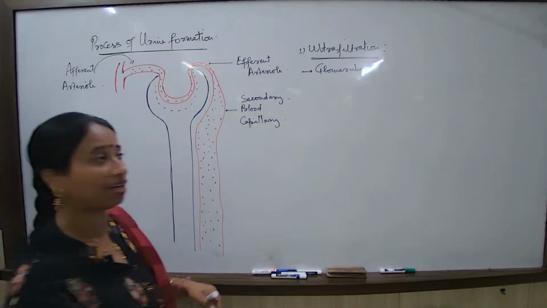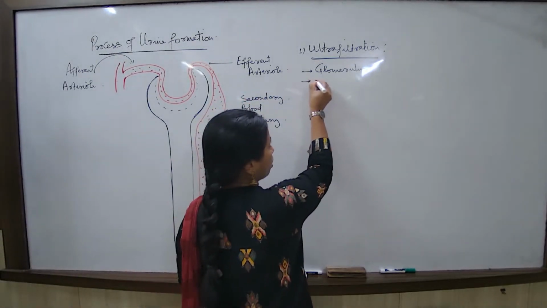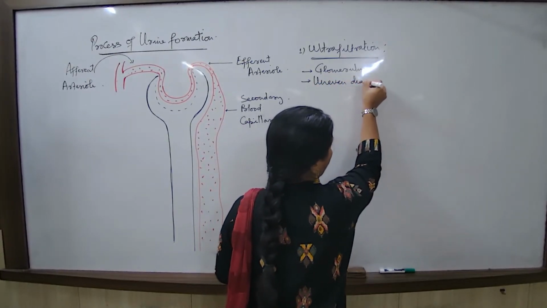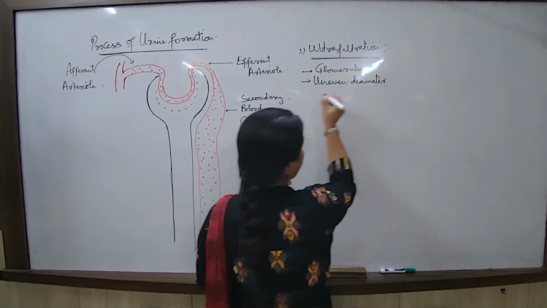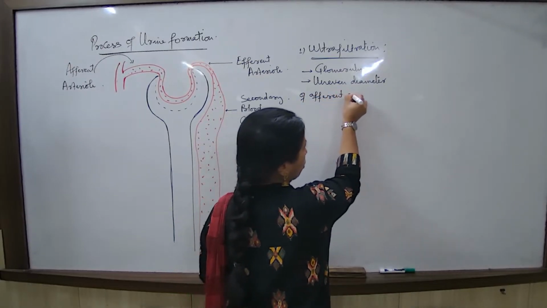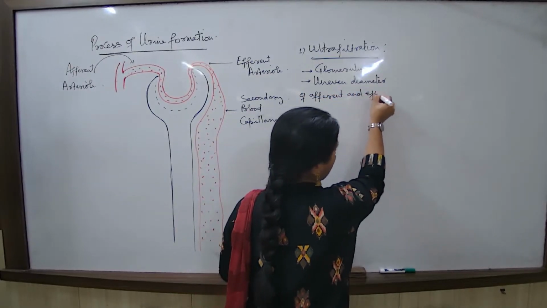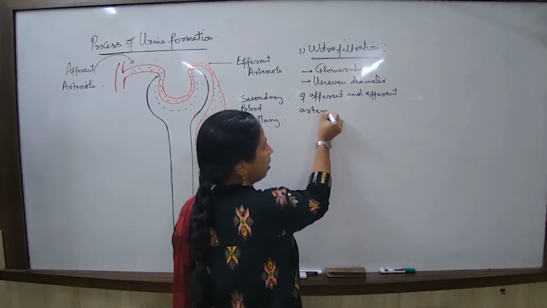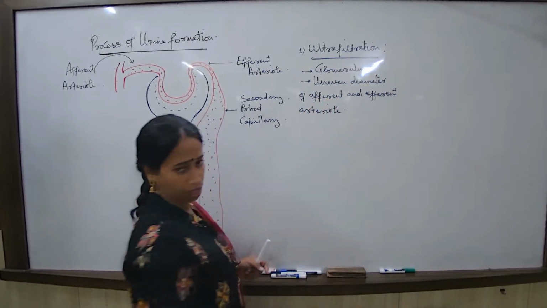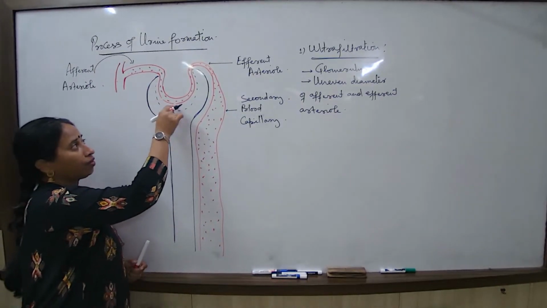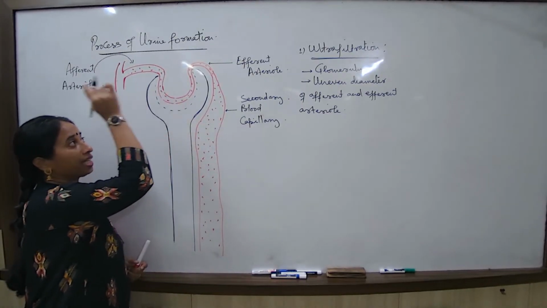Ultrafiltration, why the high pressure? High pressure is because of the uneven diameter of the afferent and the efferent arteriole. But after that, now that we are talking about the uneven diameter of the afferent and the efferent arteriole being one big reason, why is there a huge high pressure in the glomerular capillaries? After that, what? The glomerular capillary, we are talking about capillaries.